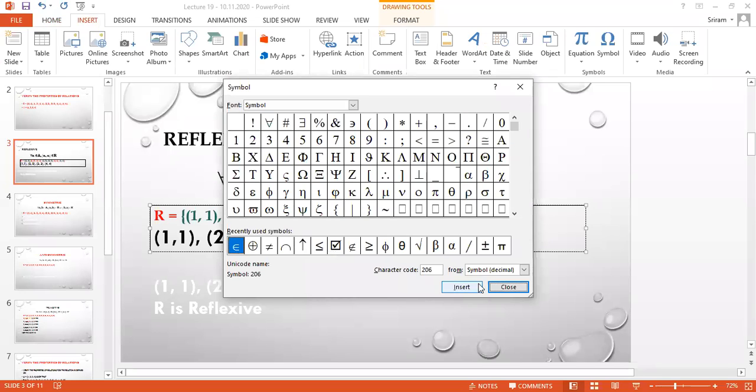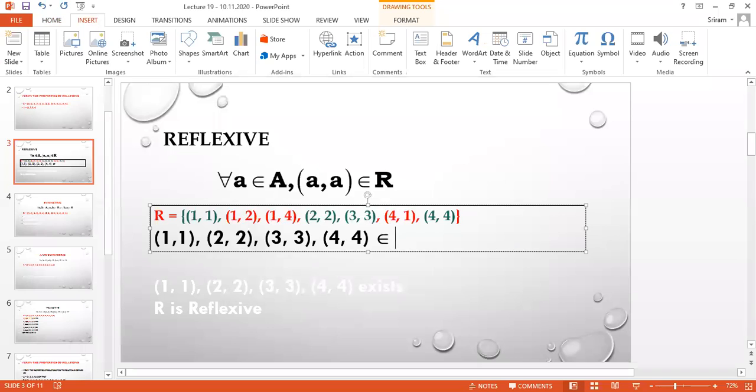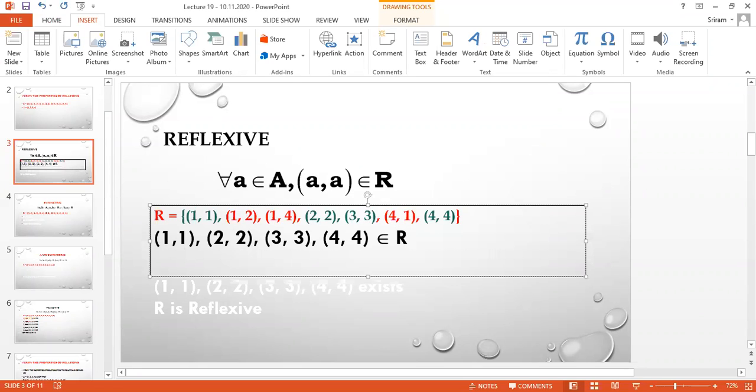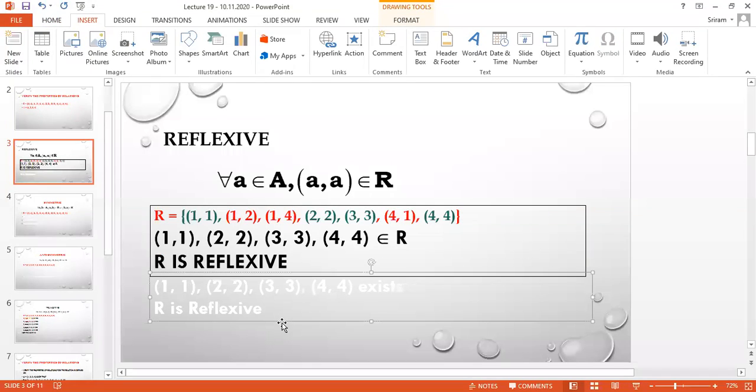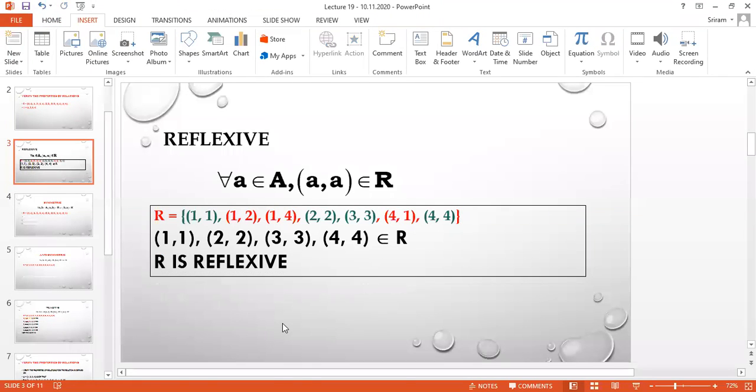So I can say (1,1), (2,2), (3,3), (4,4) belong to the set R. If I have all the 4 pairs, I am going to write R is reflexive. If any one is missing, we can say it is not reflexive. Even if any one pair is missing, we are going to say R is not reflexive. Understand the idea, dear?